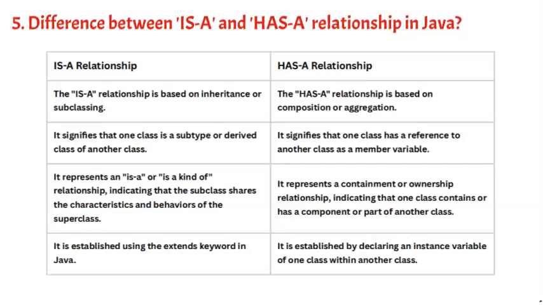ISA represents an is-a or is-a-kind-of relationship, indicating that the subclass shares the characteristics and behaviors of the superclass. HASA represents a containment or ownership relationship, indicating that one class contains or has a component or part of another class. ISA is established using the extends keyword in Java. HASA is established by declaring an instance variable of one class within another class.